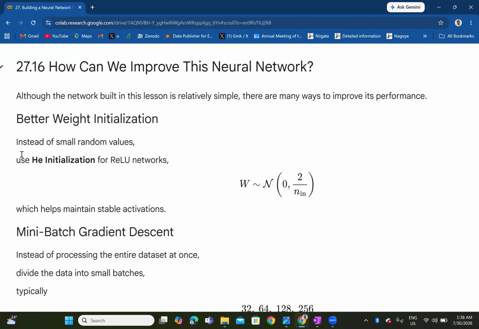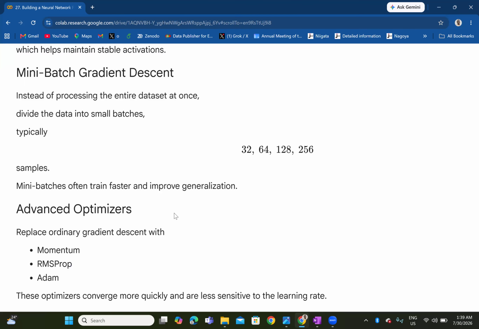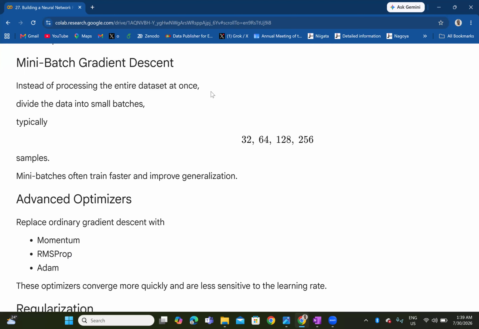First, better weight initialization. Instead of small random values, you can use He initialization for ReLU networks: W is normally distributed with mean zero and standard deviation sqrt(2 over n_in), which helps maintain stable activations. Then you have mini-batch gradient descent. Instead of processing the entire dataset at once, divide the data into small batches, typically 32, 64, 128, or 256 samples. Mini-batches often train faster and improve generalization.